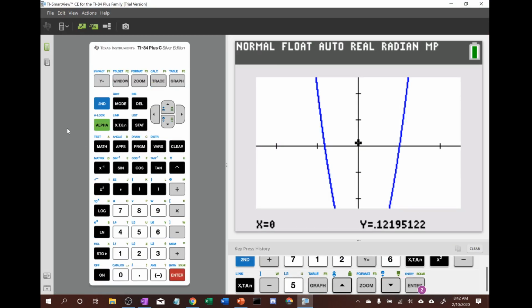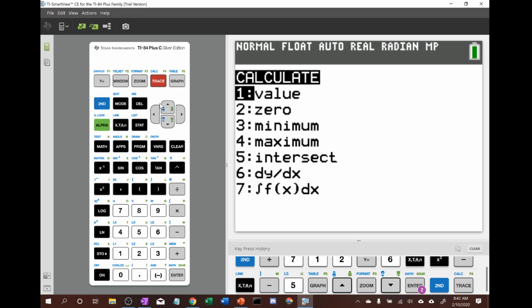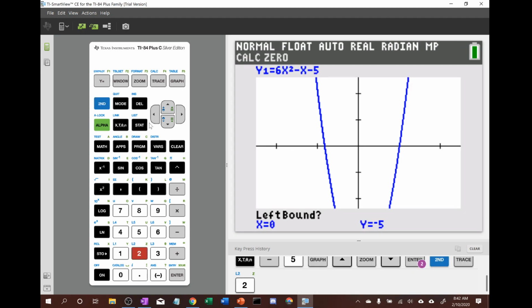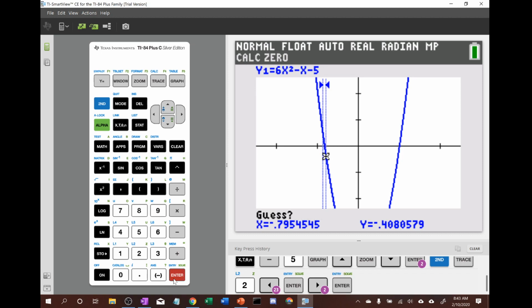Nice. Okay, so look, we're going to hit second, trace, 2 for zero, and then it says left bound. What you need to do is put this little blinking cursor to the left of the intercept. It looks like it's above the intercept, yes, but it's also horizontally to the left of it. So hit enter, then put it below the line or to the right of the intercept. This is the right bound, hit enter, and then hit guess, and it tells you the answer. Okay, did y'all get that? What'd you get?